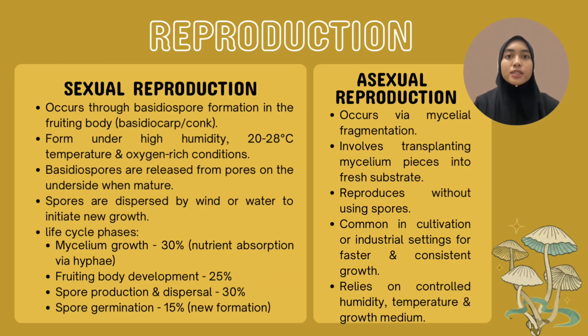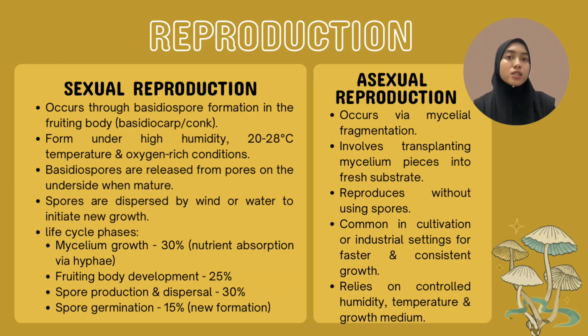Lastly, let's dive into the reproductive strategies of Ganoderma lucidum, which enable its survival and dissemination. It engages in both sexual and asexual reproduction. Sexual reproduction occurs through the development of basidiospores within its fruiting body, known as basidiocarp or conk. This fruiting body develops under favorable conditions like high humidity, 20 to 28 degrees Celsius temperature, and sufficient oxygen. When matured, the fruiting body discharges billions of rust-red basidiospores through pores that lie below.